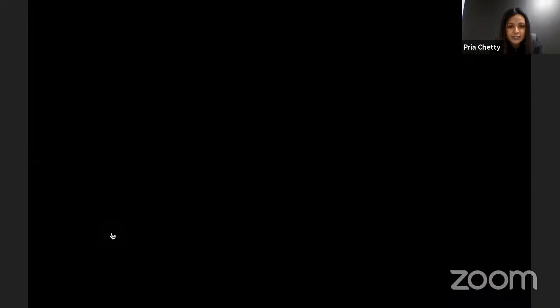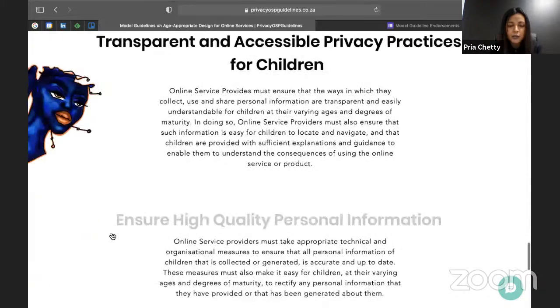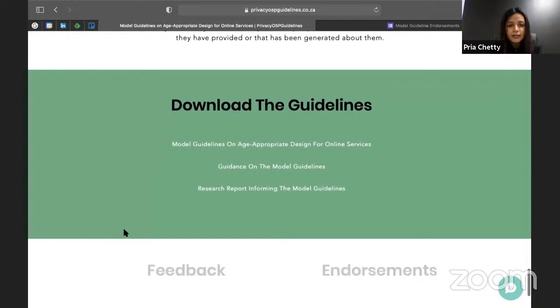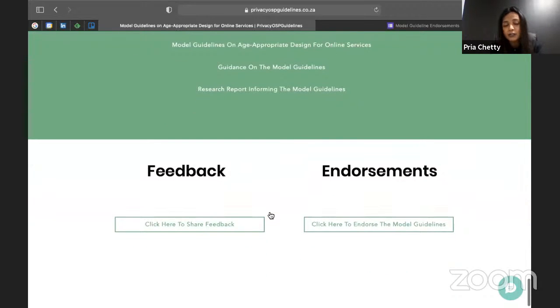You'll see a short write-up and some of the guidelines represented. We've got the fantastic art by T on there. The research report that we mentioned is also available, further guidance on how to use the model guidelines, and a feedback session. And of course, there is the endorsement page.